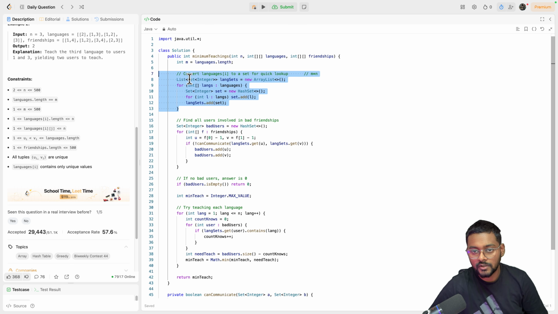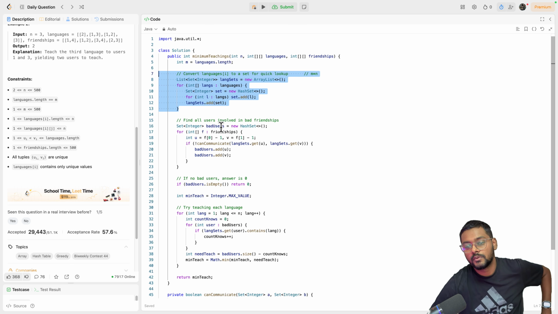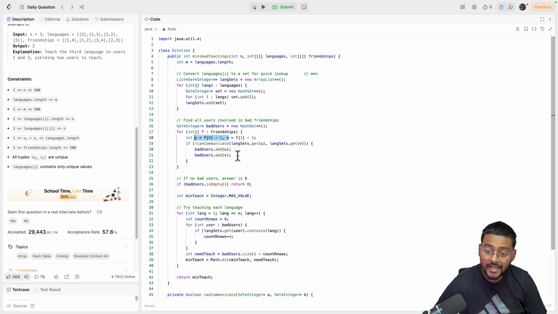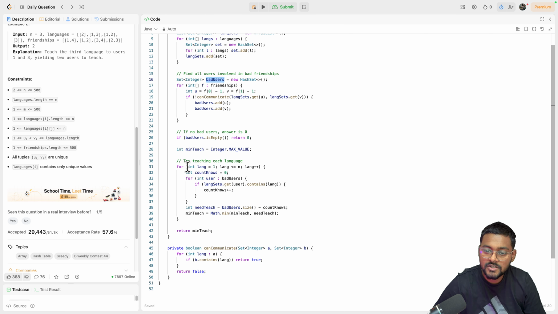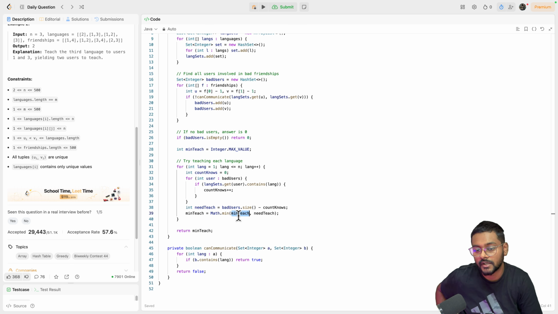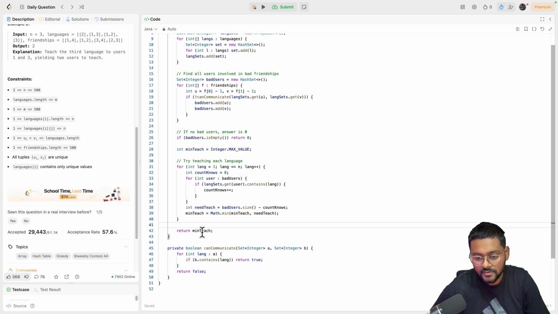So I converted it to a set, and then I'm extracting all the bad users, meaning those who cannot communicate with each other. This is a friendship between u and v, and I check whether they can communicate with each other. If they cannot communicate, I add them into a set. After that, for every single language from 1 to n, I see the minimum number of users I need to teach that language so that everybody can communicate. Whatever is the minimum value, that is going to be my answer.